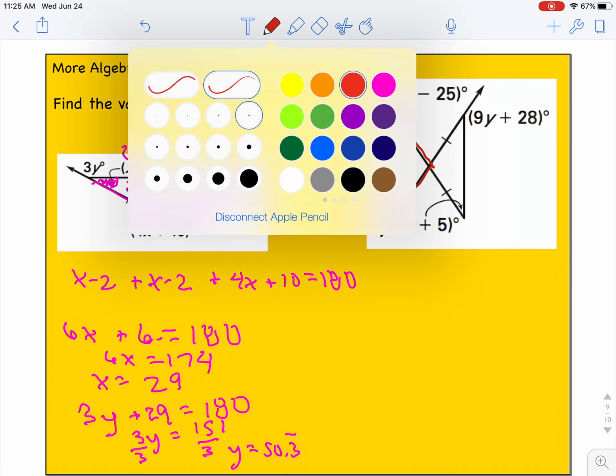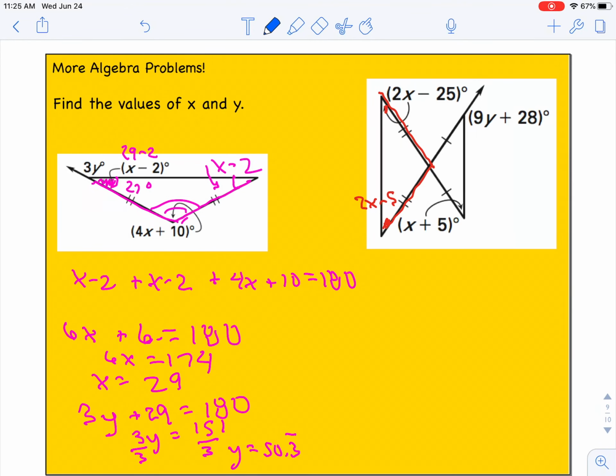We also have this side and this side marked congruent. So that means that these two are the same. So we know 9y plus 28 has to equal x plus 5. And we also know, oh, this should be 25. 2x minus 25. Like that. So we have x's and y's in the same equation.